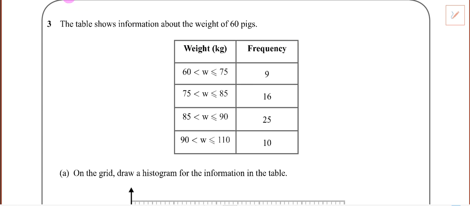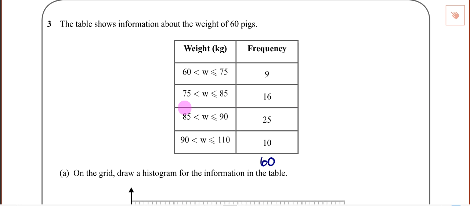So what would you do, Gordon? I've lost it. Okay. Add up all the frequencies. Okay, add up the frequencies, which is 9 plus 16 is 25, plus 50, 60. So my total frequency is 60. And divided by 4. Definitely not. If I did 60 divided by 4, I haven't used weight at all.